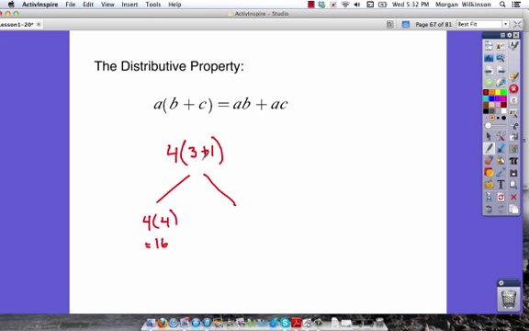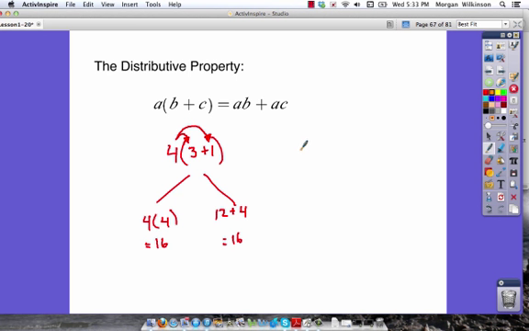If we did it the other way, we're going to say A times B plus A times C. So the way that works is like this. We're going to multiply these first two, then we're going to multiply the first and the third. We're going to get 4 times 3, that's 12, plus, then we're going to multiply 4 times 1, that's 4. We get 12 plus 4, that's equal to 16. So that's how the distributive property works with numbers.